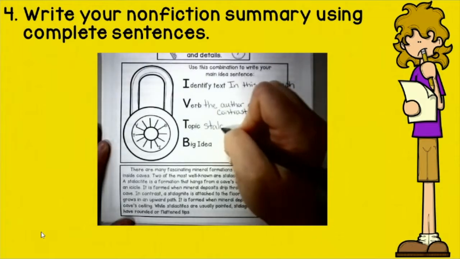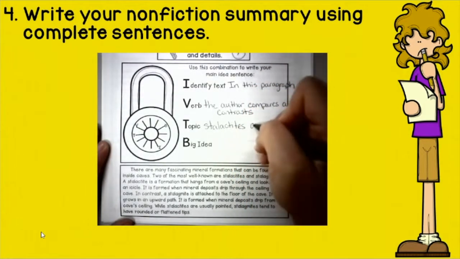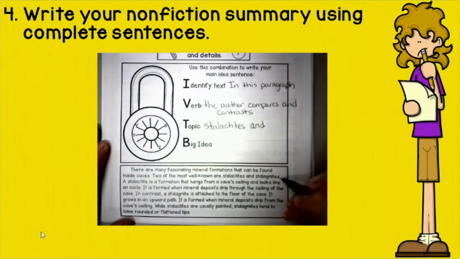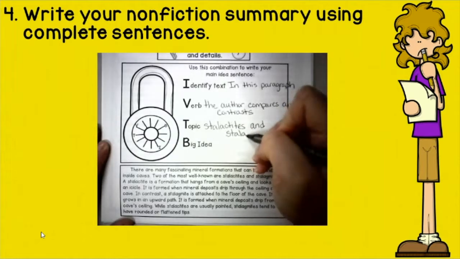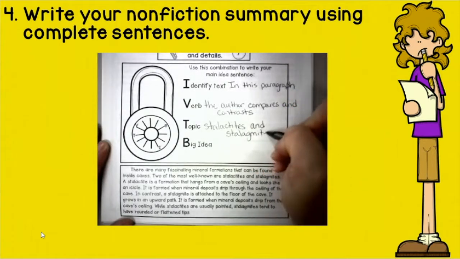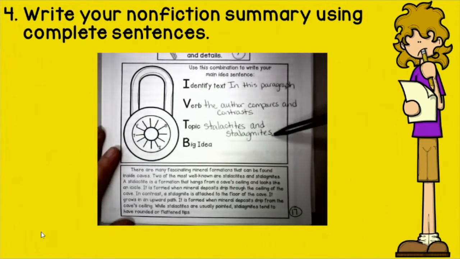Make sure I'm looking at my passage because I'm going to let you in on a little hint. Mrs. Somick is not a very good speller, but I can always look right here to help me spell out my words. Please make sure you look at your papers if you're struggling with some spelling too. Don't tell anyone. All right, so let's review. In this paragraph, the author compares and contrasts stalactites and stalagmites.